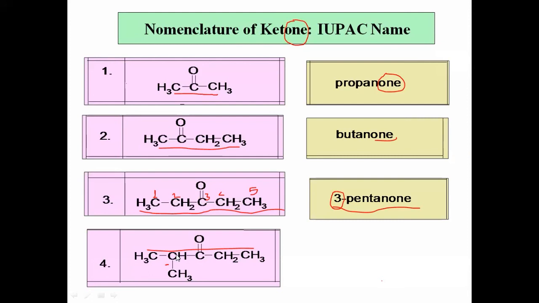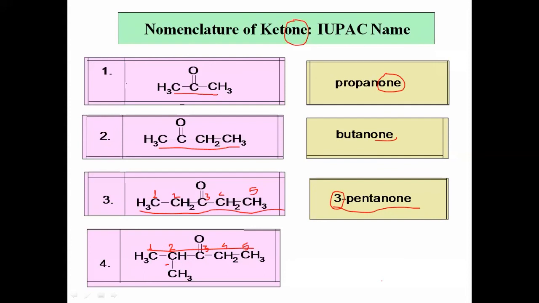But in this case, the carbonyl group is present at the central position. It is present at the center, at the same distance from both sides. So how do we number here? We should number the carbon atoms in the chain from that end which is nearer to the branching, and therefore we should number from the left side. Hence here I will number this carbon as 1, then 2, then 3, here 4, and lastly 5.